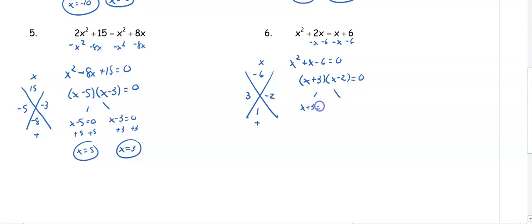Each parenthesis gets set equal to 0. So we can subtract 3 on both sides, x equals negative 3. We can add 2 on both sides, so x equals 2.